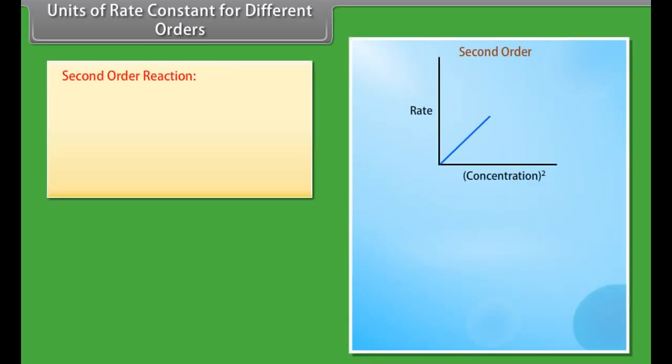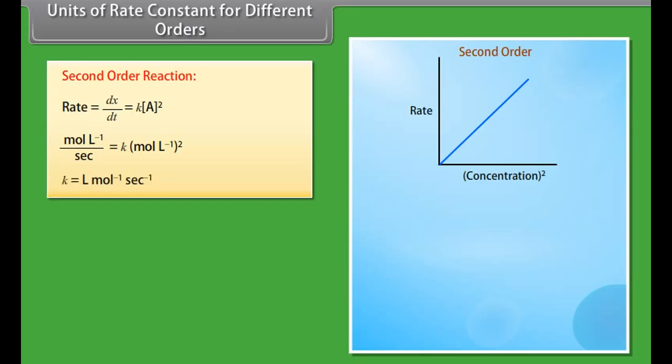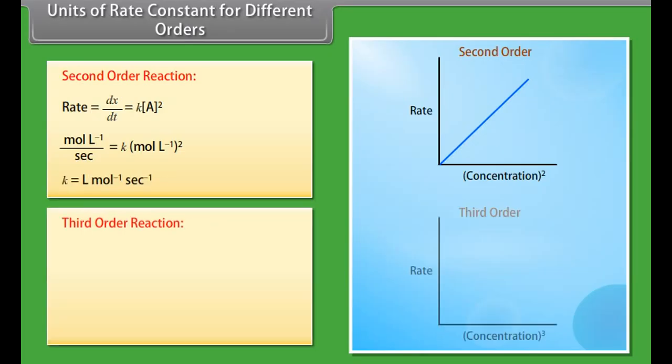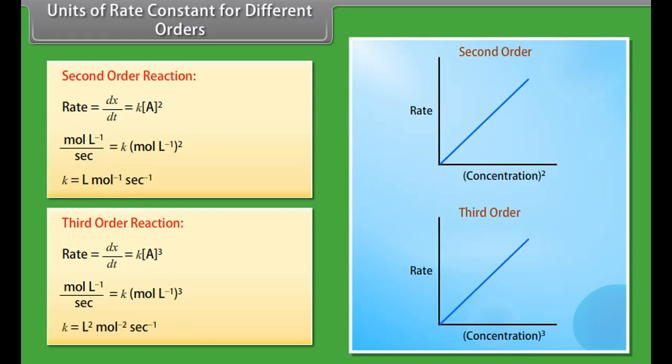Second order reaction. Rate is equal to dx by dt, which is equal to the product of K and A raised to the power 2. Thus, the units of rate constant for second-order reaction are liter per mole per second. Third-order reaction. Rate is equal to dx by dt, which is equal to the product of K and A raised to the power 3. Thus, the units of rate constant for third-order reaction are liter square per mole square per second.